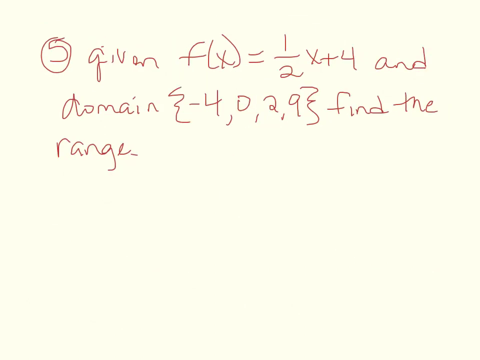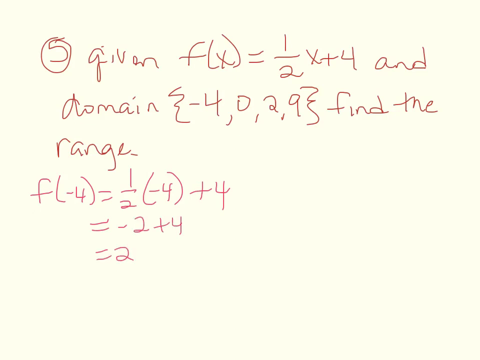Here we have our function. Function of x just means x is in there. If this was an a, it would be a function of a. So 1/2 x plus 4, and it's giving us our domain. So our 4 choices, our 4 x values, and we want to find y. I'm going to do the function of -4. So 1/2 times -4 plus 4. 1/2 of -4 is -2, plus 4 is 2.